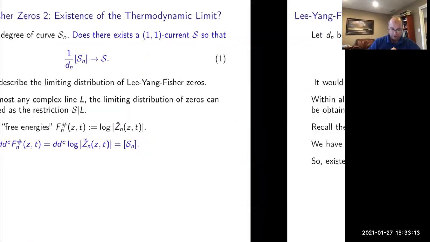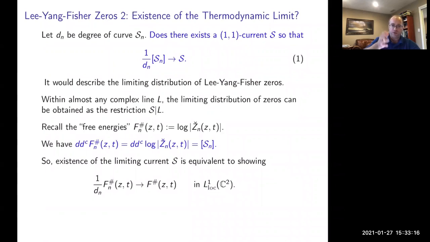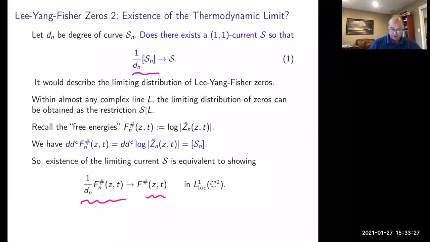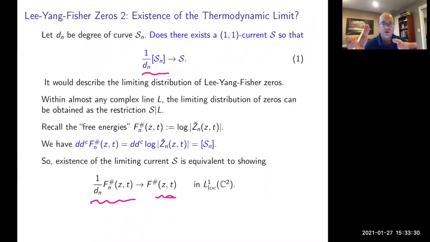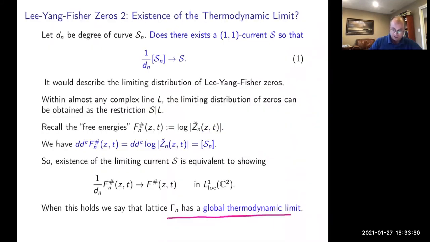And so if you wanted to prove that the sequence of currents converges to a limiting current S, that's equivalent to proving that the normalized free energies in C2 converge in L1 loc to some limiting free energy. So this is again a statement of there being a thermodynamic limit, but now in all of C2. So it's a different kind of thermodynamic limit. And that's equivalent to saying that these currents given by the nth level Lee-Yang Fisher zeros, suitably normalized, have a limit. And in that case, we would say that gamma n has a global thermodynamic limit, so in all of C2.